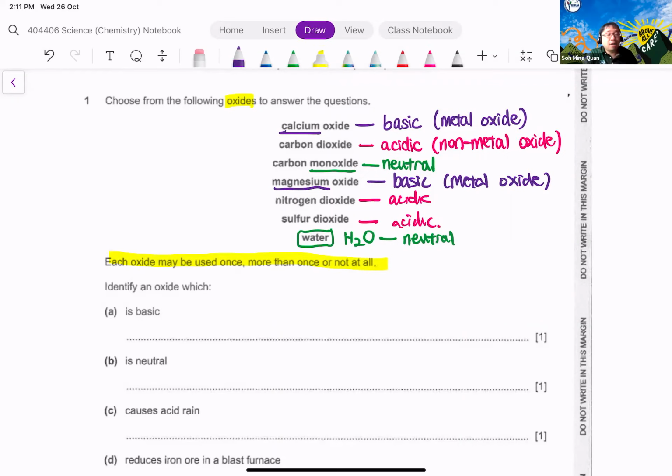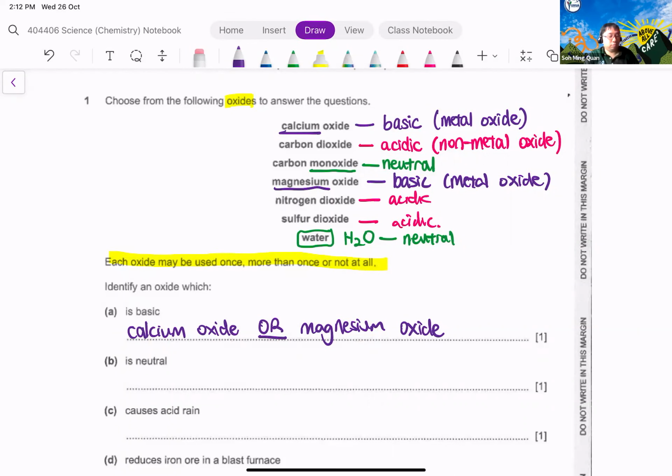So let's answer the question. Identify an oxide which is basic. There are actually 2 oxides that are basic here, right? You just needed to choose either one of them. Now, those with dioxide, are they definitely acidic? If they are non-metals dioxide. That means you must have a non-metal, then dioxide. So nitrogen dioxide, carbon dioxide. Okay. So they just want one answer, so you can give either answer, okay?